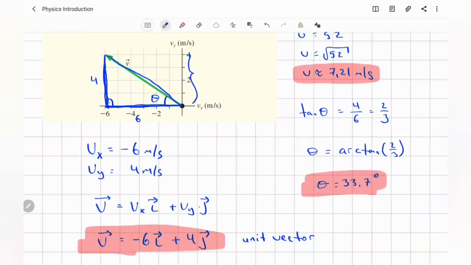And when you write it in terms of unit vectors, this vector contains all the information about its magnitude. Also, it contains information about its direction. So usually it's better to write in terms of unit vectors, in terms of i and j.